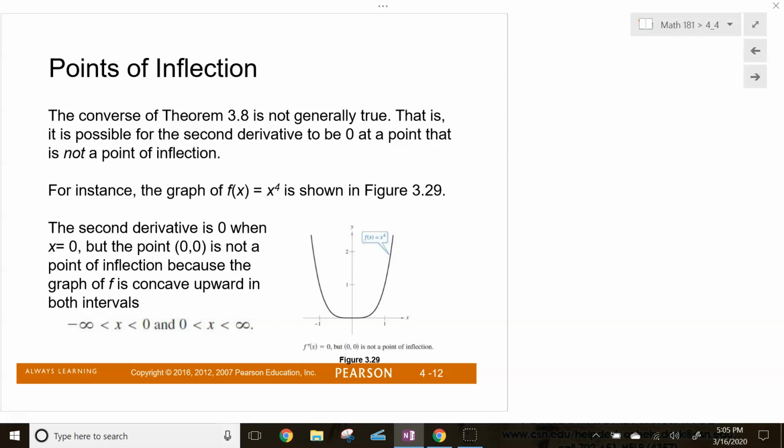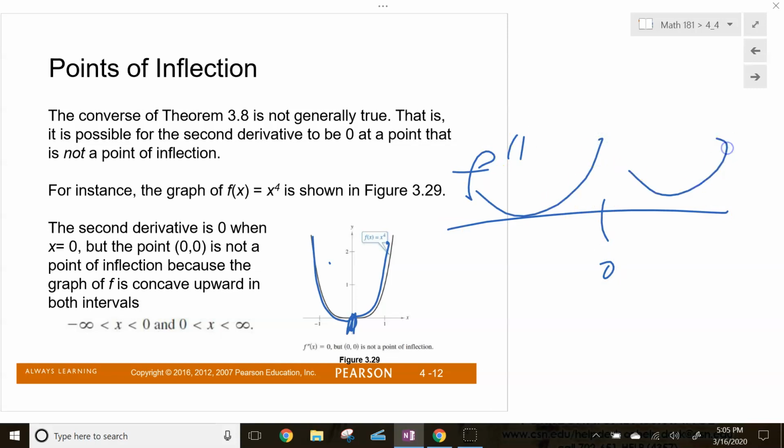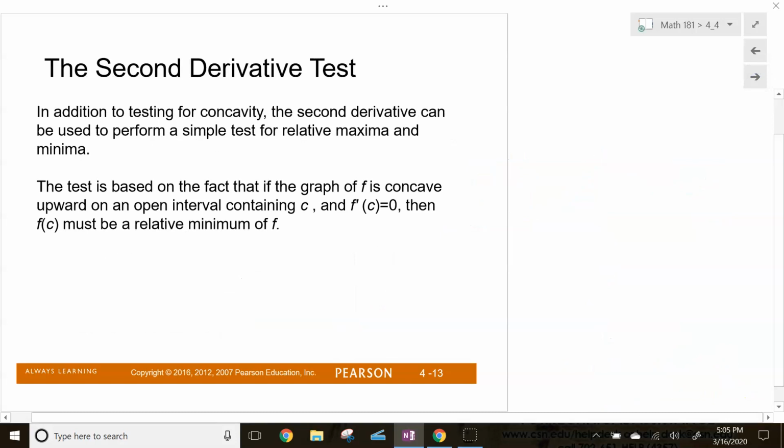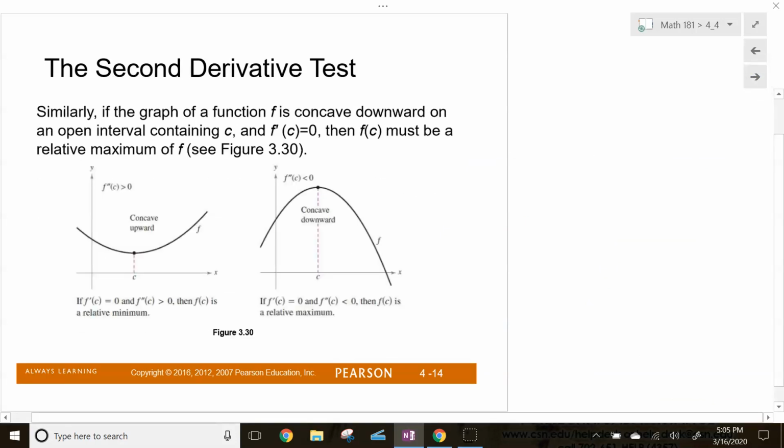All right, so the converse of that theorem is not true. In other words, it's possible for the second derivative to be 0 at a point that is not a point of inflection. For example, if you're concave up and then you stay concave up, that's not a point of inflection. Again, you got to change concavity, and that's all that we're talking about on that.